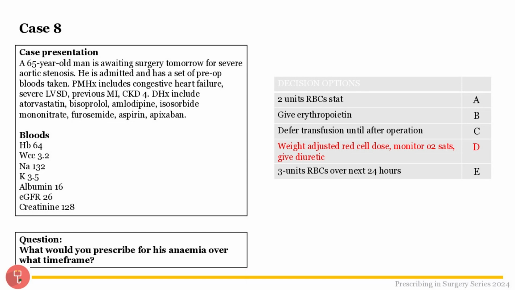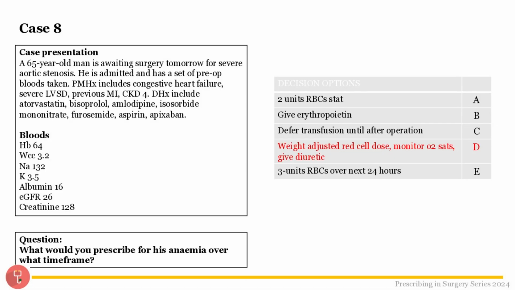It's the leading cause of morbidity and mortality relating to transfusion. To screen for it, we do a TACO assessment before transfusing all our patients. If we work through our other answers to see why this one was correct, we don't want to be giving 2 units together, so that rules out A. Erythropoietin isn't going to raise the hemoglobin overnight.